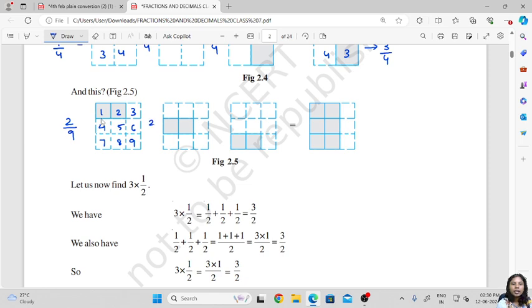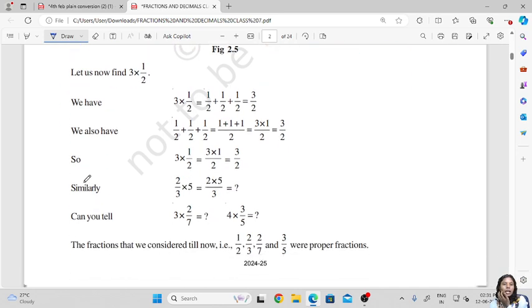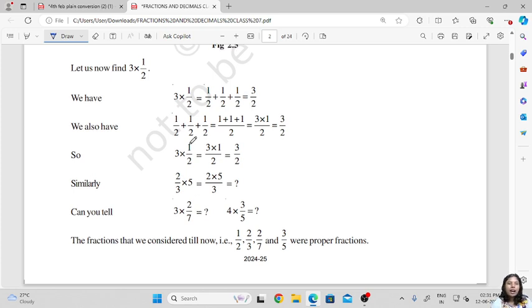Similarly here, again 2 upon 9, and here also 2 upon 9. So this will be equal to 2, because the denominator is the same, I'll directly write it upon 9. So this will be 6 upon 9. So here there are 1, 2, 3, 4, 5 and 6 parts that are shaded, out of a total of 9 parts. Now let's see how we will find 3 into 1 by 2.